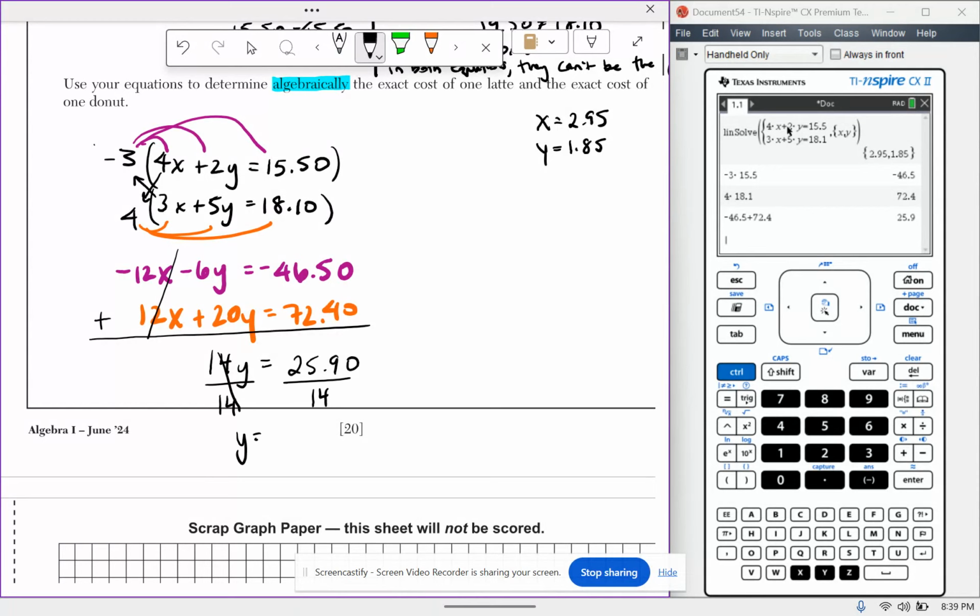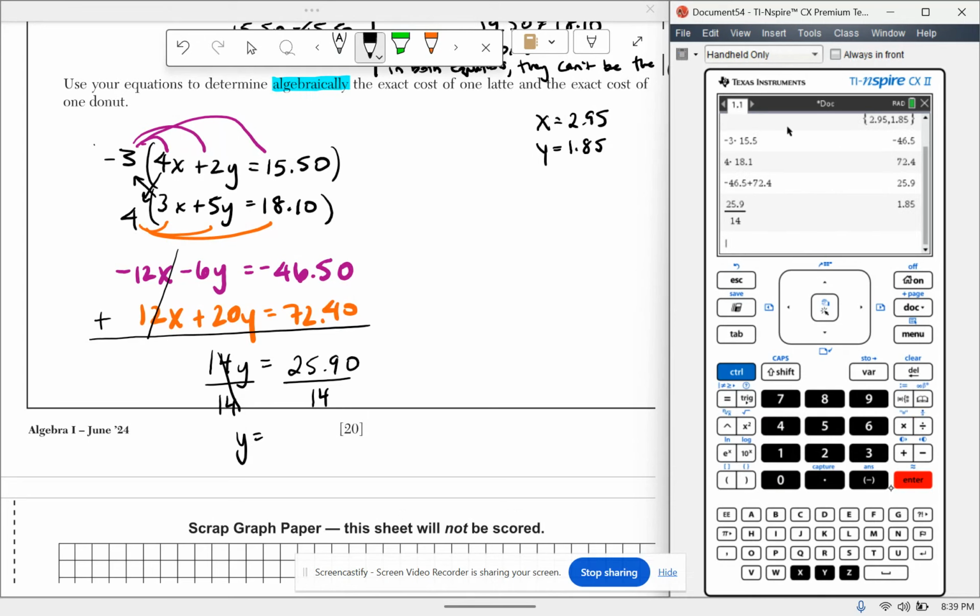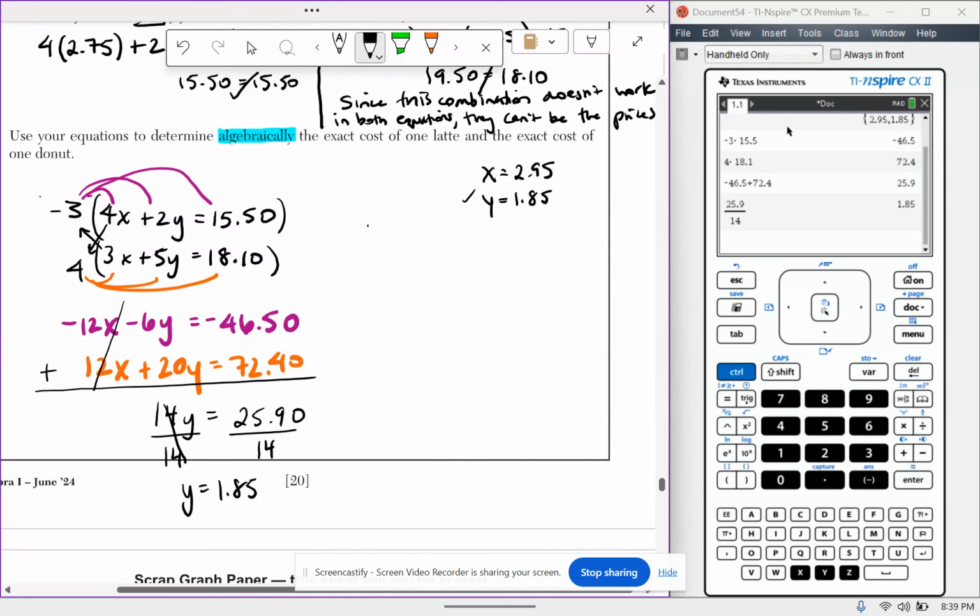I'm going to divide both sides by 14. And I get $1.85, which is exactly what I got up here. So yes, we are partially correct.